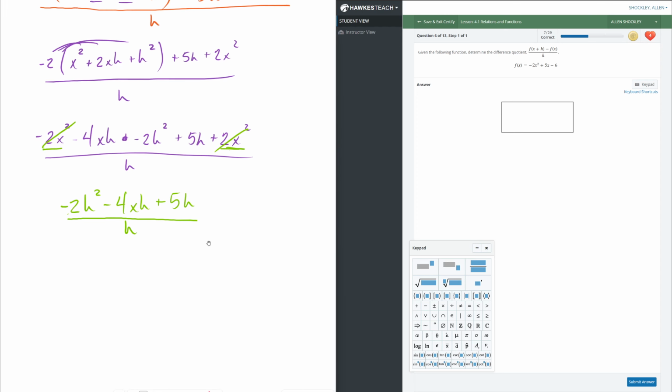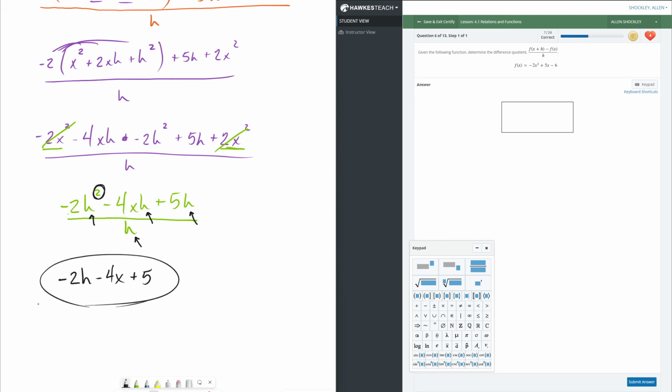Again, I need more room. And again, we are just trying to simplify. If we look, what do we notice that every single one of these contains? The letter h. So let's divide everything by h, leaving us with negative 2h, because remember, I have 2 of these. If I remove 1, I'm left with 1. Minus 4x, because h over h cancels each other out. And then lastly, plus 5.